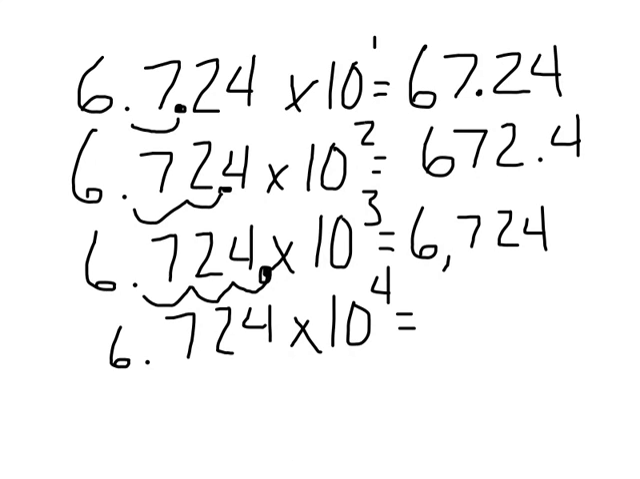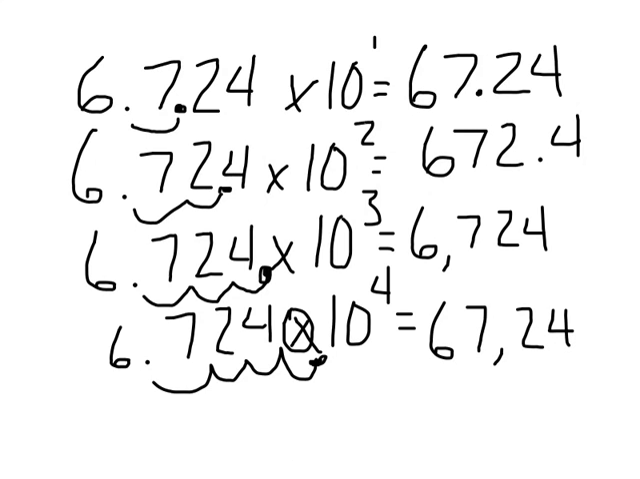To multiply by 10 to the fourth power, how many times would I need to move the decimal to the right? I would need to move it 4 times. 1, 2, 3, 4. The answer would be 67,240.